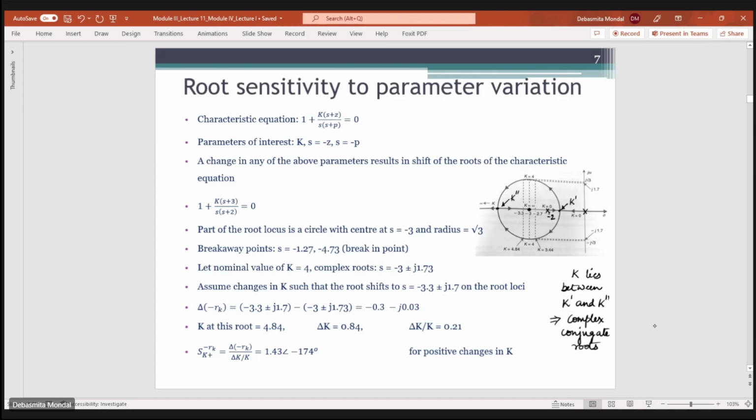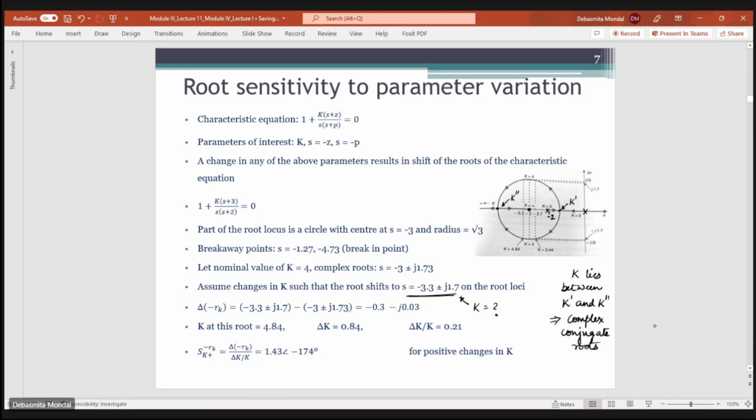This is the new value minus the old value, so you can write this as minus 0.3 minus j 0.03. And you can find the value of k when s is at this new position. The k at this root is 4.84.